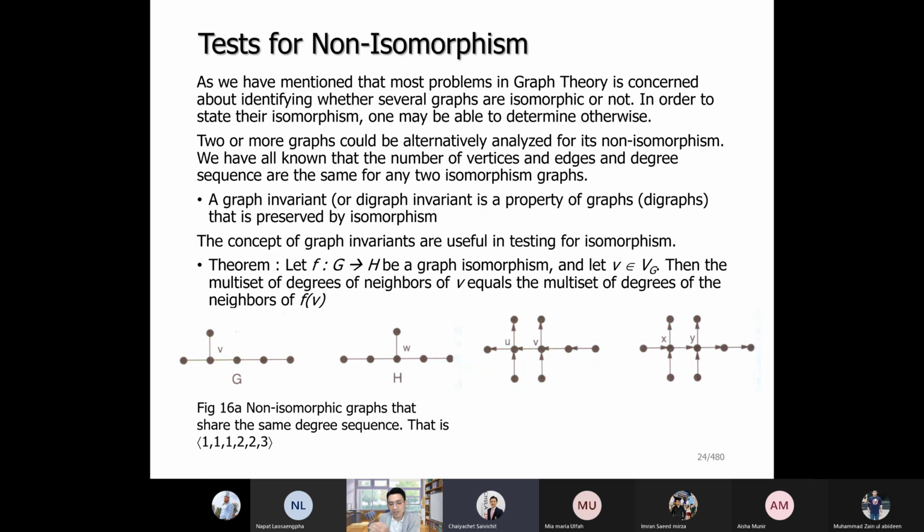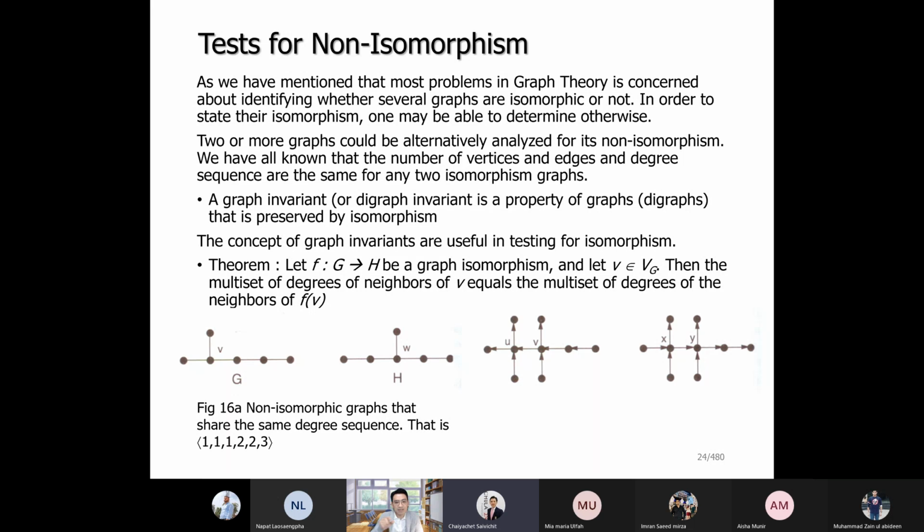Because this is a simple graph with very few nodes, you can see that obviously it is not the same graph. If you map the nodes, the distance between two nodes must be the same when you map them. So the theorem says that when mapping G to H to be a graph isomorphism, let V be a vertex in G, then the multiset of degrees of neighbors of V equals the multiset of degrees of neighbors of f(V).